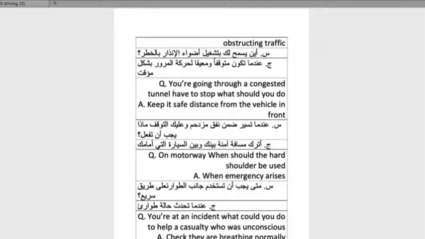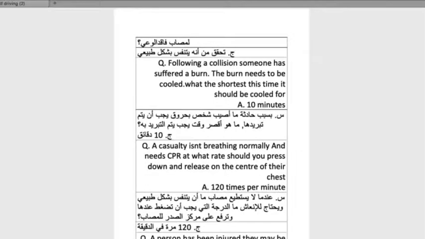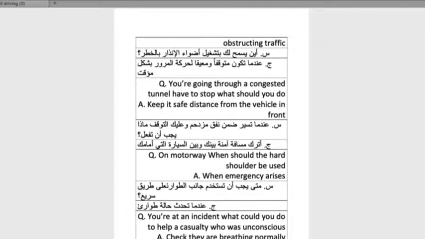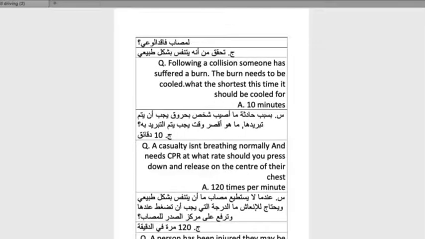You are at an incident. What could you do to help a casualty who is unconscious? Check they are breathing normally.